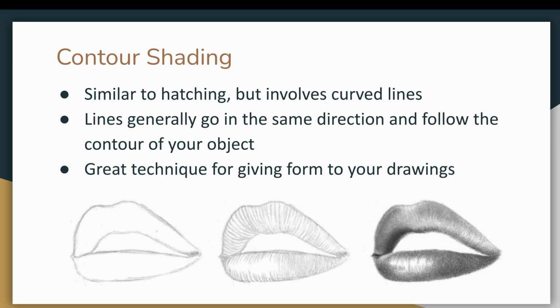Contour shading is kind of like hatching, but it's going to involve curved lines that follow the direction of your object. So whatever shape your object has, the lines that you're choosing to shade with follow that same general shape. It's really great to give form to your drawing, so you can see this example of lips, makes it look really nice and realistic.